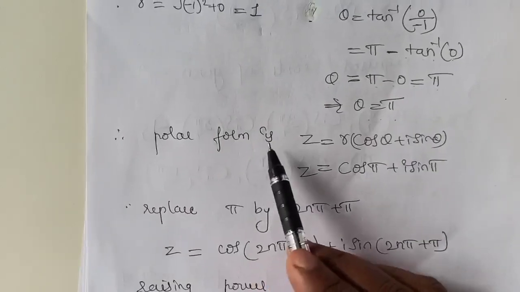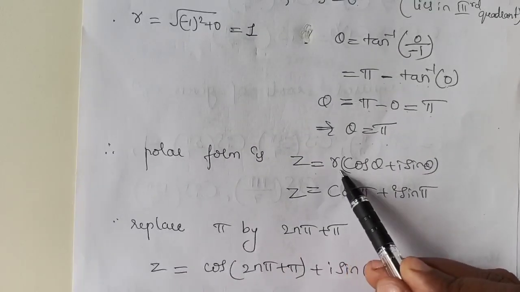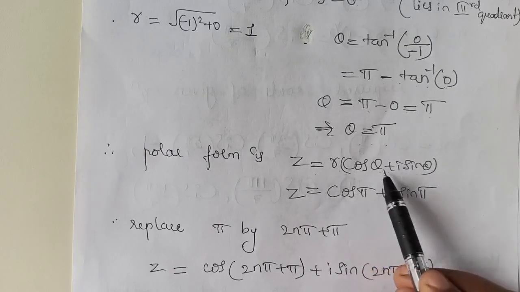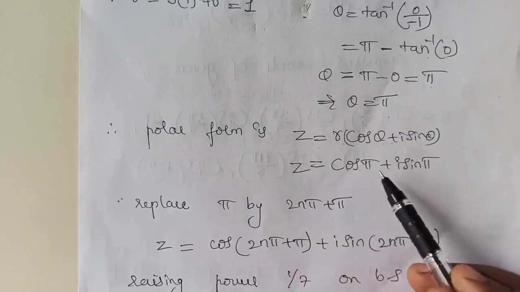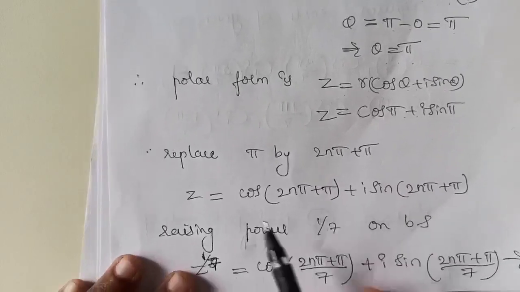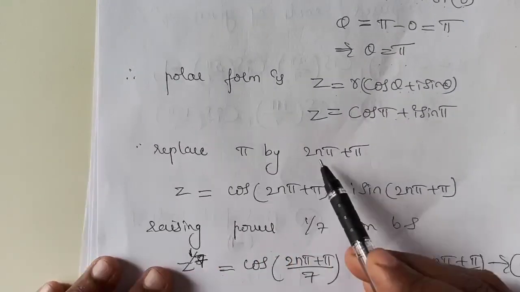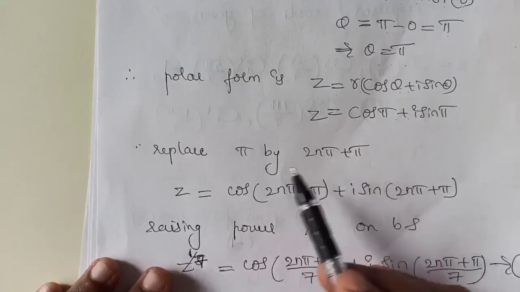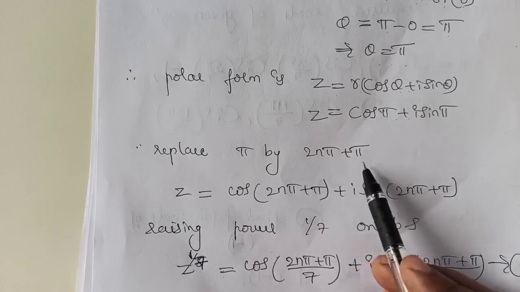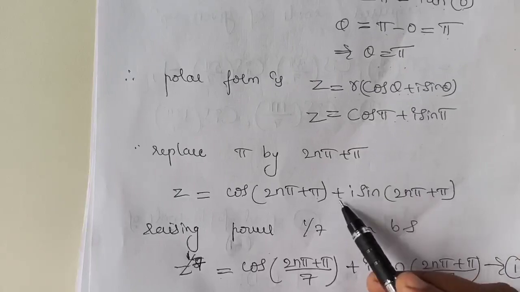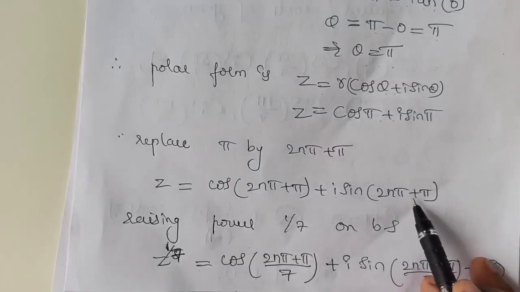Therefore, the polar form is z equals r of cos theta plus i sin theta. Substituting r and theta values, we get z equals cos pi plus i sin pi. Now we replace this pi by 2n pi plus pi, we get z equals cos of 2n pi plus pi plus i sin of 2n pi plus pi.